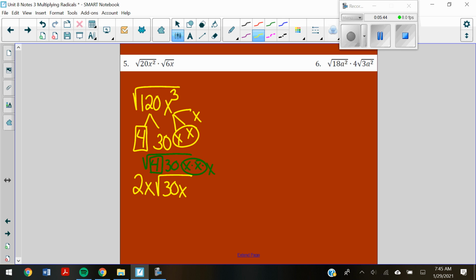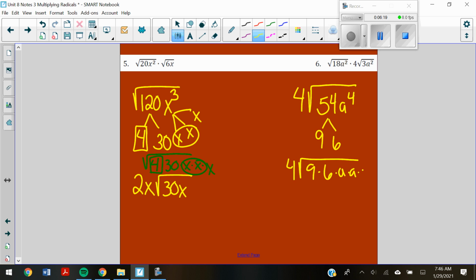Then, if we look at our next problem, we have a 4 on the outside, and then we're just going to multiply the inside stuff. So we get 54, a to the 4th. All right, so we're going to go ahead and break down 54, and the largest perfect square that comes out of that is going to be our 9, and 9 times 6. Now, a to the 4th is going to be 4 a's.